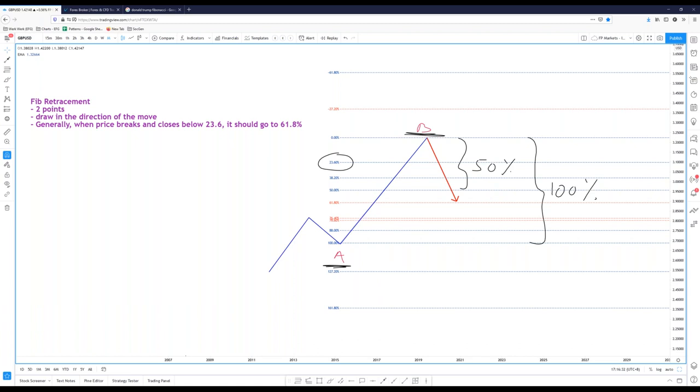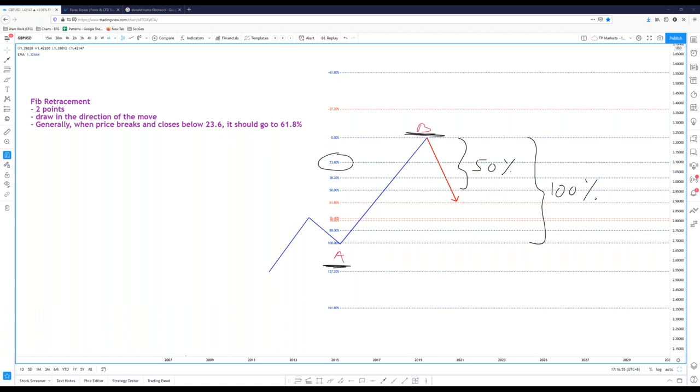Fibonacci expansion is going to be a lot more complicated. While we do use it on a day-to-day basis, I prefer to use Fibonacci retracement, because the less complicated it is, the better it is.